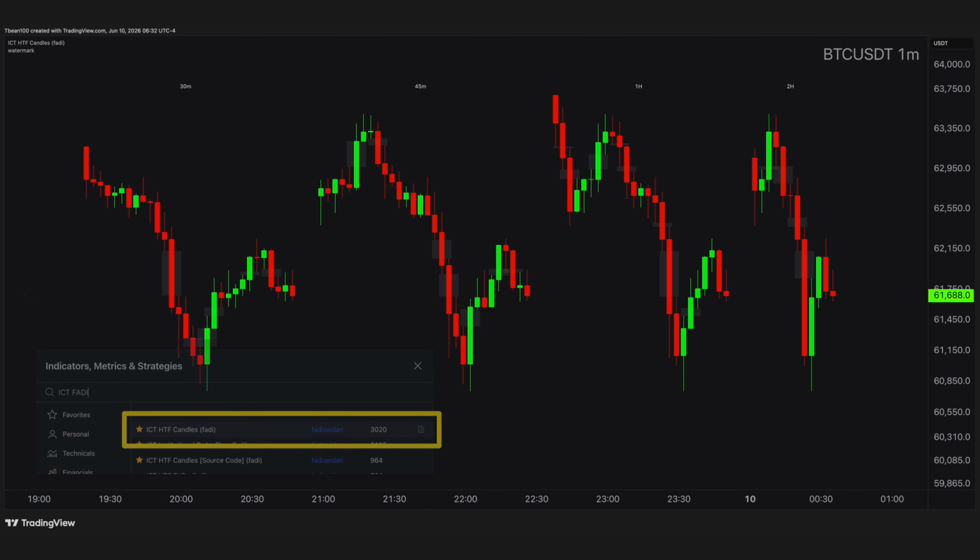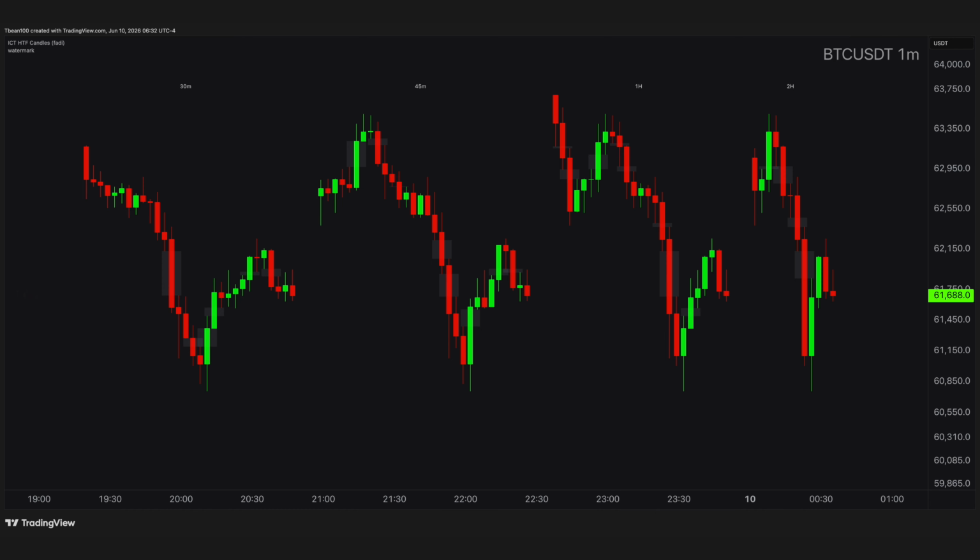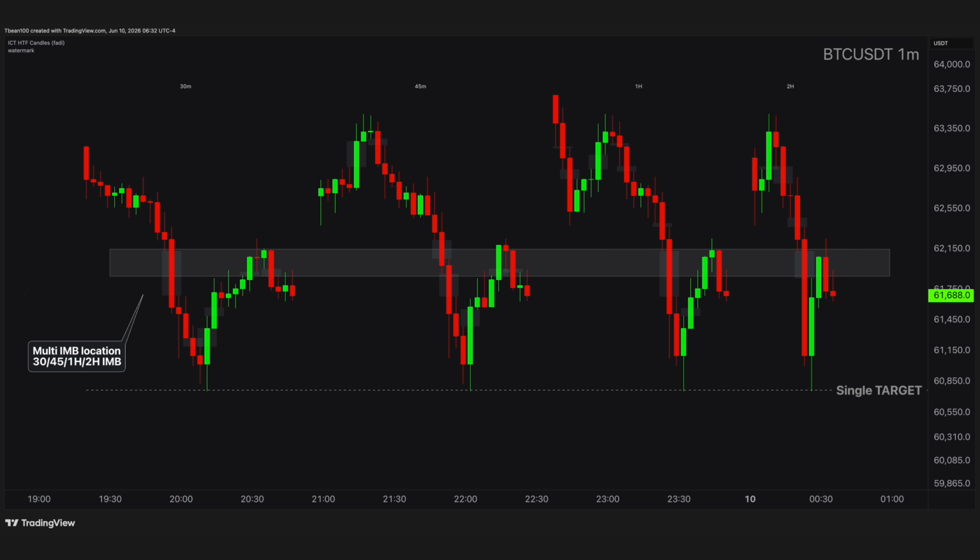As you know, the core of our strategy uses this multi-imbalance indicator, which helps us identify better trade areas more clearly. Because of the indicator, which I believe is one of the best trading indicators out there, this multi-imbalance location was highlighted from the 30-minute level up to the 2-hour area. Our expectation was quite simple: a move down until that single target was taken out.